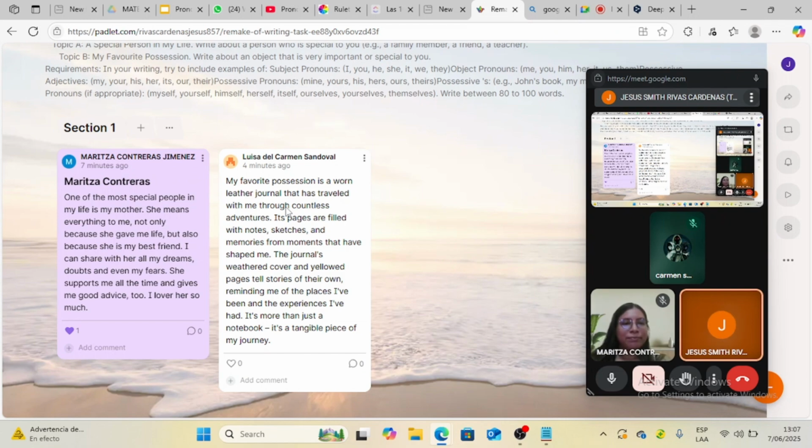My favorite profession is the learn letters that have trouble with me, called Congress Advantage. These are very enough and memory phenomenon of publication. But you're not good at a cover and yellow face, so sorry on the wrong. Reminds me of the face, like seeing and experience I have. It's more than just a number. It's a tangible piece of my journey.